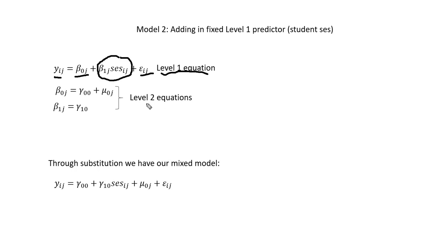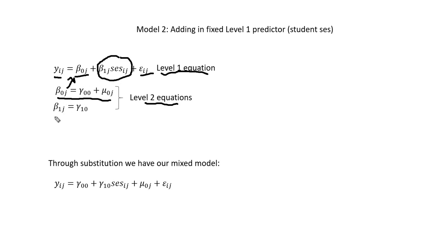So the level 1 equation is basically stating that each person's math achievement is a function of the school level intercept plus the product of the regression slope for SES times each student's score on SES plus a residual. For level 2, now we have two equations. We still have our first equation as it was before with respect to our school level intercept. Again, the school intercept is equal to the grand mean of the intercepts plus the deviation of the school intercept from the grand mean, or the difference between the two.